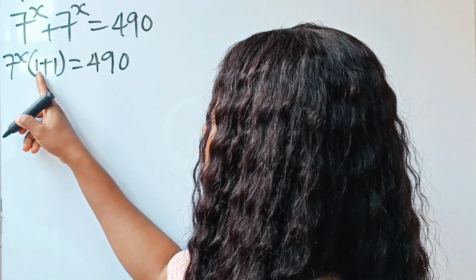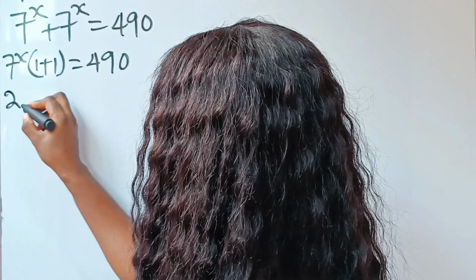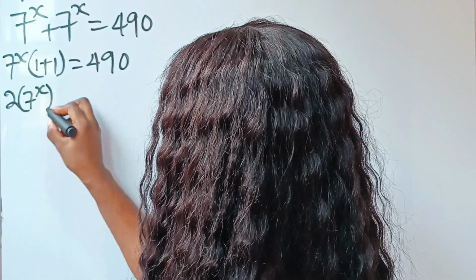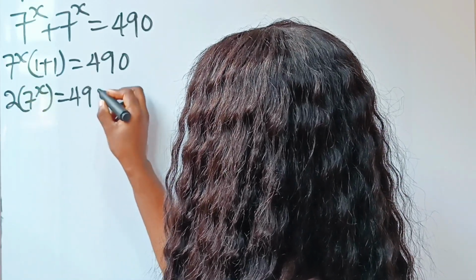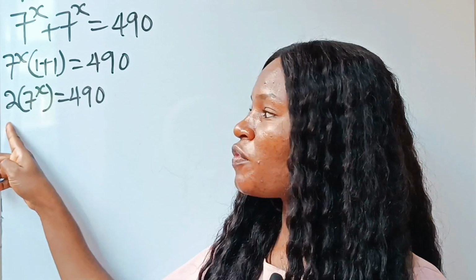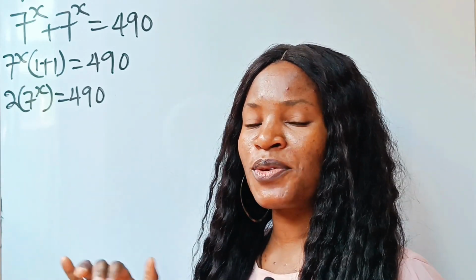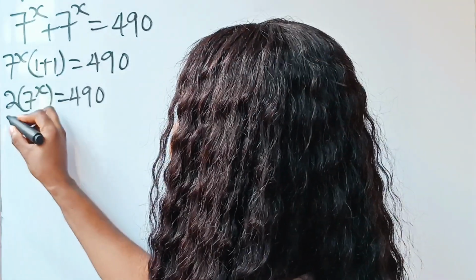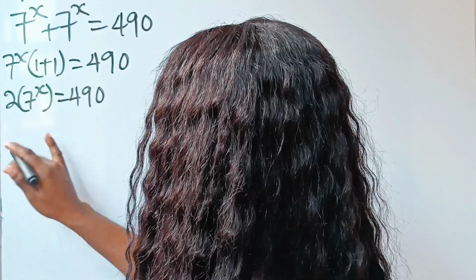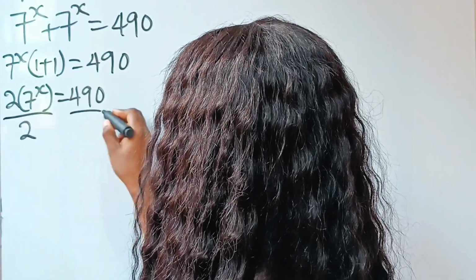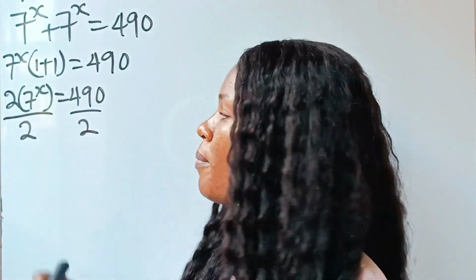Okay, so what we have is 1 plus 1 will give us 2. So 2 multiplied by 7 to the power of x is equal to 490. Now to remove this 2, let's divide both sides of this equation by 2.